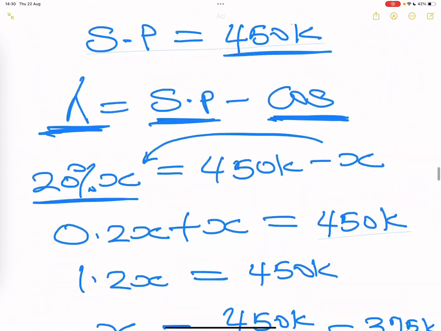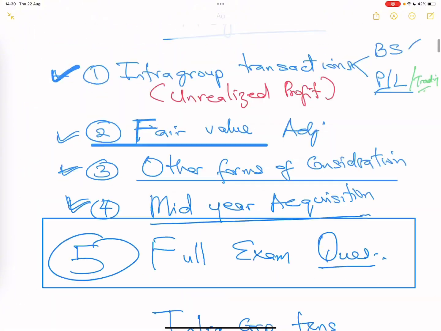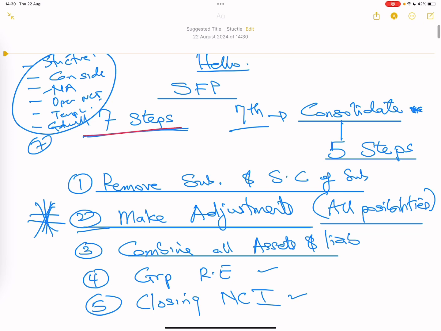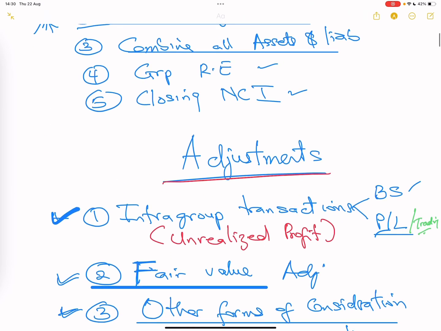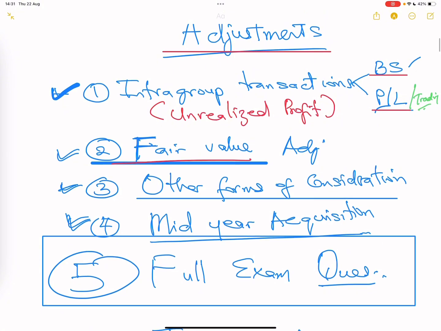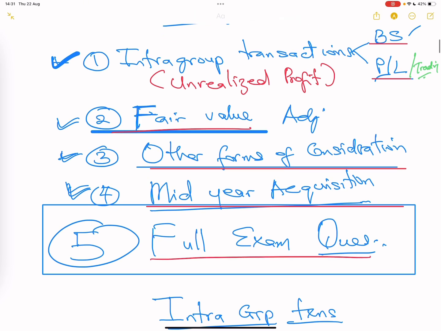With that we've really touched on the key points, and at this point we should go into questions fully. You've learned the 7 steps, you've learned the 5 steps of consolidation itself. We've gone through all the necessary adjustments you need to know: the intragroup transactions, both the balance sheet and the trading part, the fair value adjustment, the forms of consideration, and mid-year acquisition. Now let's go into questions, and that will be in the next video.